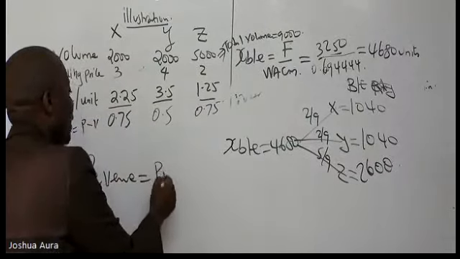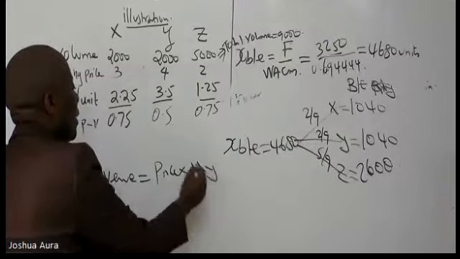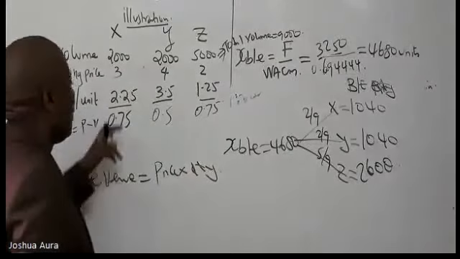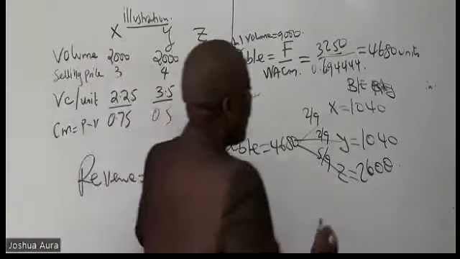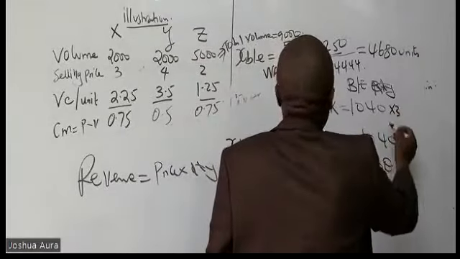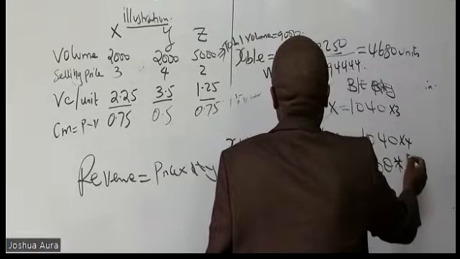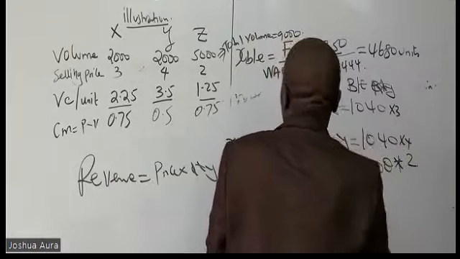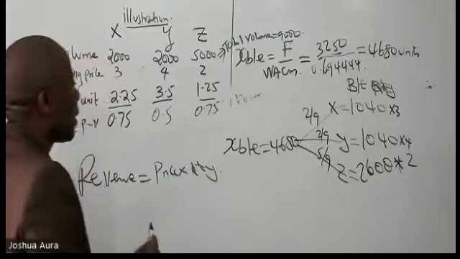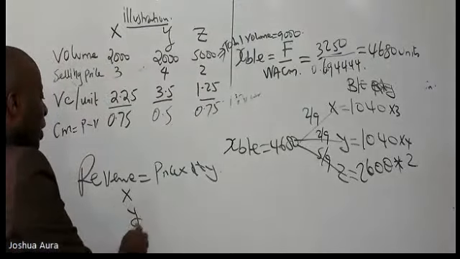is price times quantity. And fortunately, we have the prices here. So if it's X, I'll take this and multiply this with 3. I'll multiply this Y with 4. I multiply this Z with 2. So if I do that, I'll be able to get the revenues from my three products here, X, Y, Z.